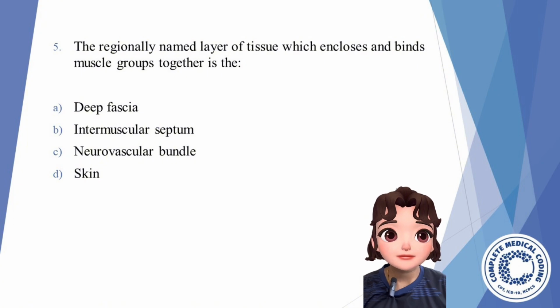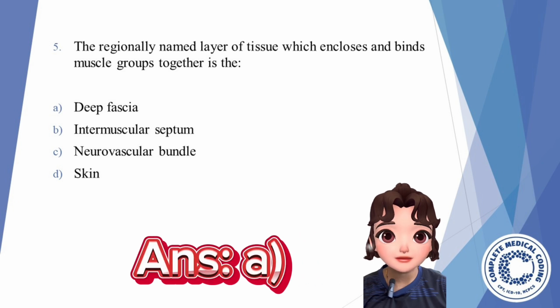Fifth question. The regionally named layer of tissue which encloses and binds muscle groups together is: which layer of tissue encloses and binds all the muscle groups together? That is deep fascia. The answer is option A, deep fascia.